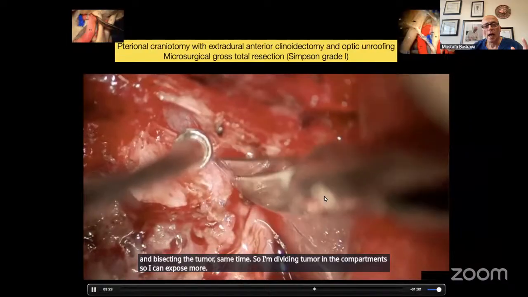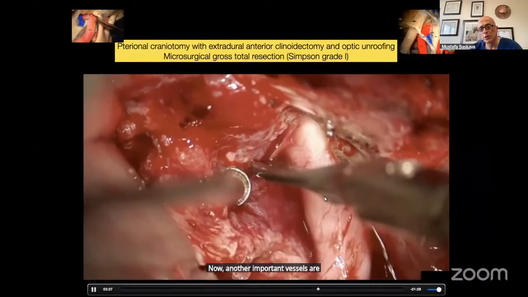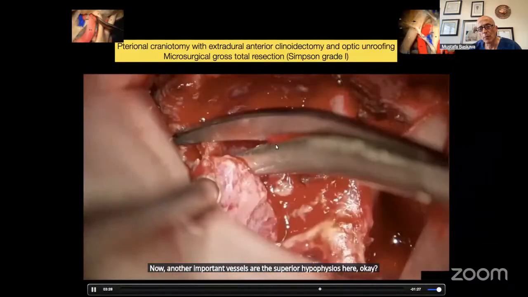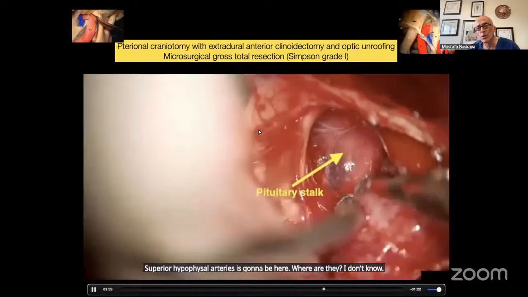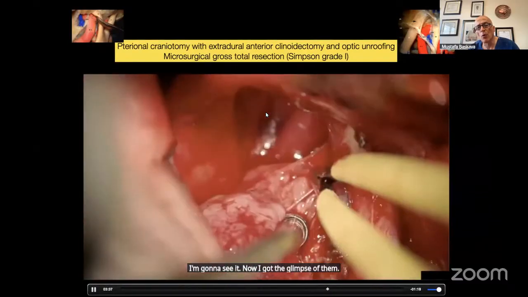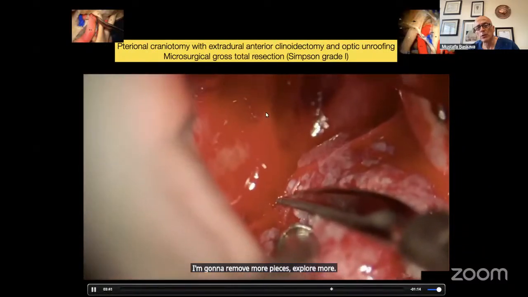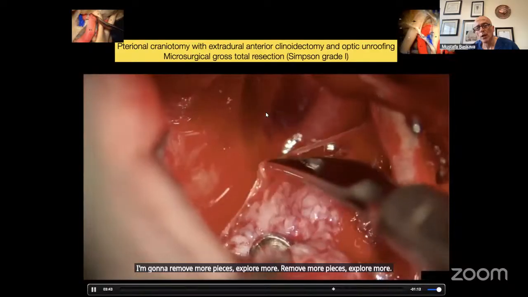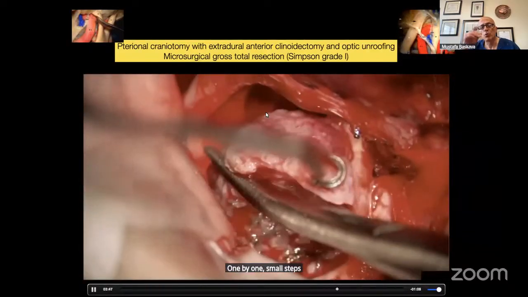So I'm dividing tumor into compartments so I can expose more. Now, another important vessel are the superior hypophyseals here. Okay. Superior hypophyseal arteries are going to be here. Where are they? I don't know. I'm going to see it. Now I got a glimpse of them. I'm going to remove more pieces, explore more. One by one, small steps, but progressive steps.